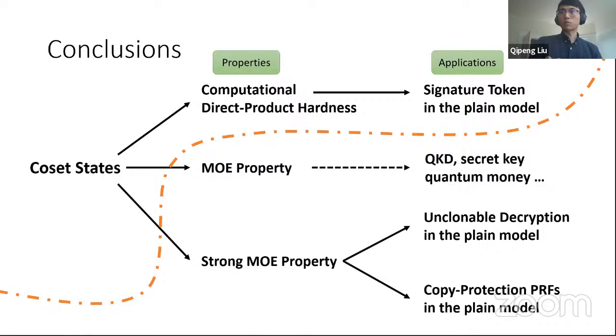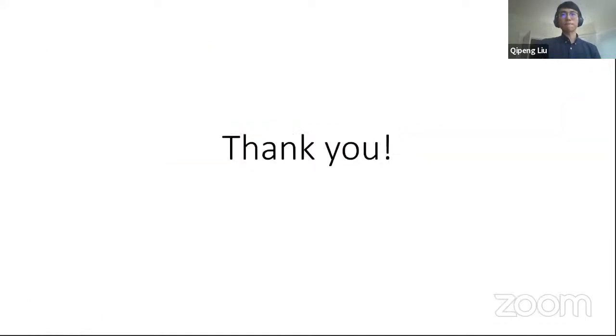And this is a picture of the work. We also show that coset states have other properties and thus give different applications. Note that although we achieve different primitives in the plain model, the applications above the yellow line and below the yellow line require completely different structures of coset states. Therefore, we think they are conceptually different ideas and works. For more details, please refer to the full paper and the longer talk video. And that's it. Thank you.